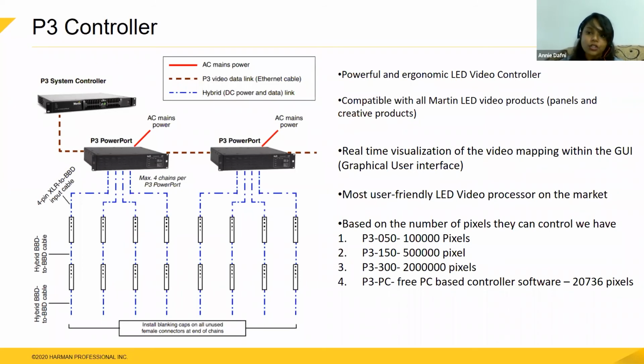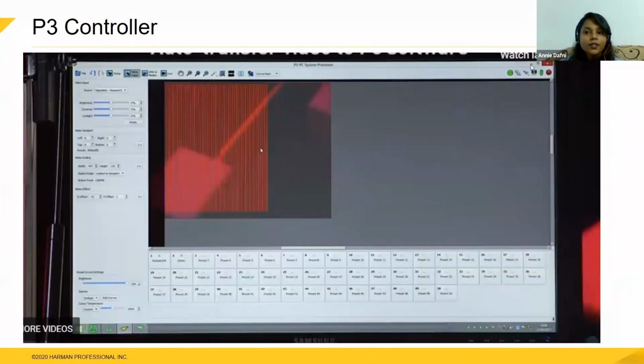on the application. So the P3 controller comes in 4 variants depending on the number of pixels or LEDs that it can control. So we have the P350 which can control 1 lakh pixels, and then we have the 150 which can control 5 lakh pixels, and then we have the P3300 which can control 20 lakh pixels. And then for beginners, we have the free PC based software which can control close to 20,736 pixels.